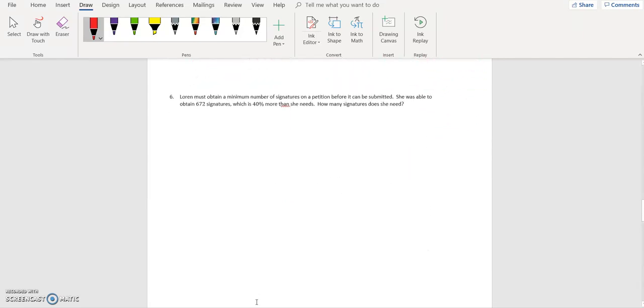And finally 6. Lauren must obtain a minimum number of signatures on a petition before it can be submitted. She was able to obtain 672 signatures, which is 40% more than she needs. How many signatures does she need? So 40% more than, so she had 100%, she got 40% more, so she has a total of 140%.